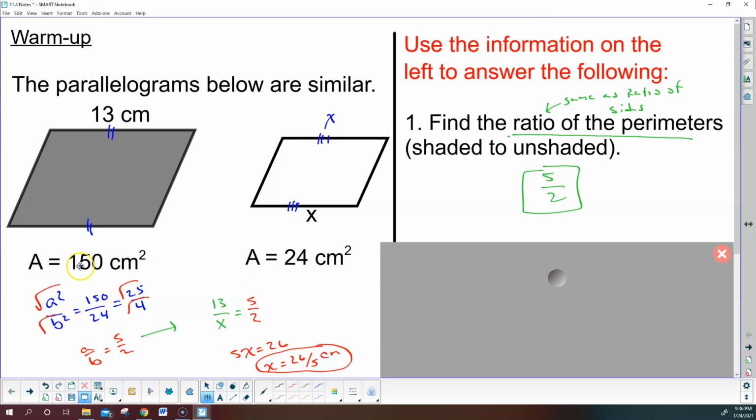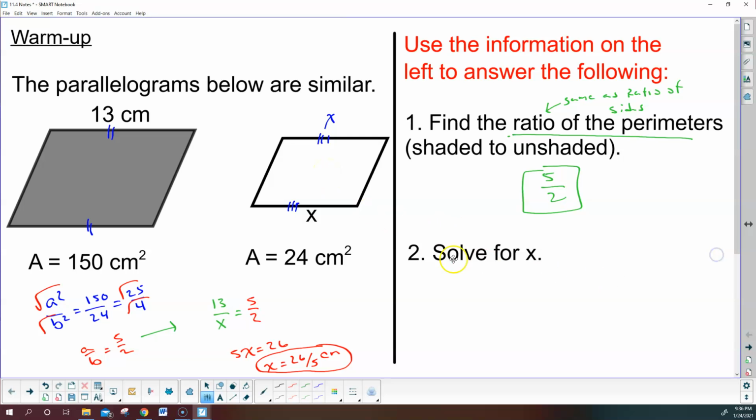They give us the ratio of areas. 150 over 24. That's equal to a squared over b squared. So I need to then give it so it's just a over b. But before I take the square roots of all sides, I'm going to reduce this down. 150 over 24 is the same as 25 over 4. And then that's what a squared over b squared is equal to. So then I'll take the square root to get the ratio of sides. So that's what we get here. 5 over 2 is the ratio from shaded to unshaded.